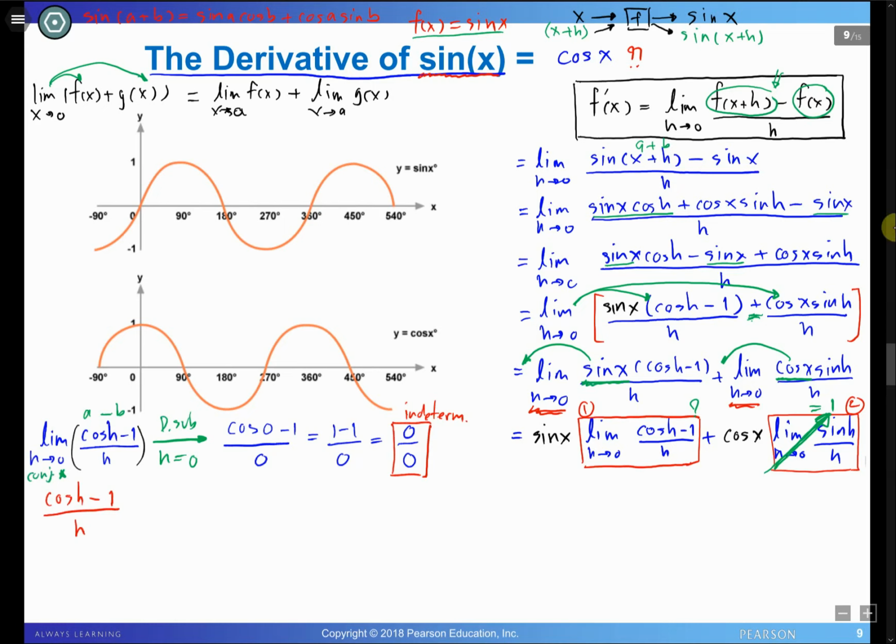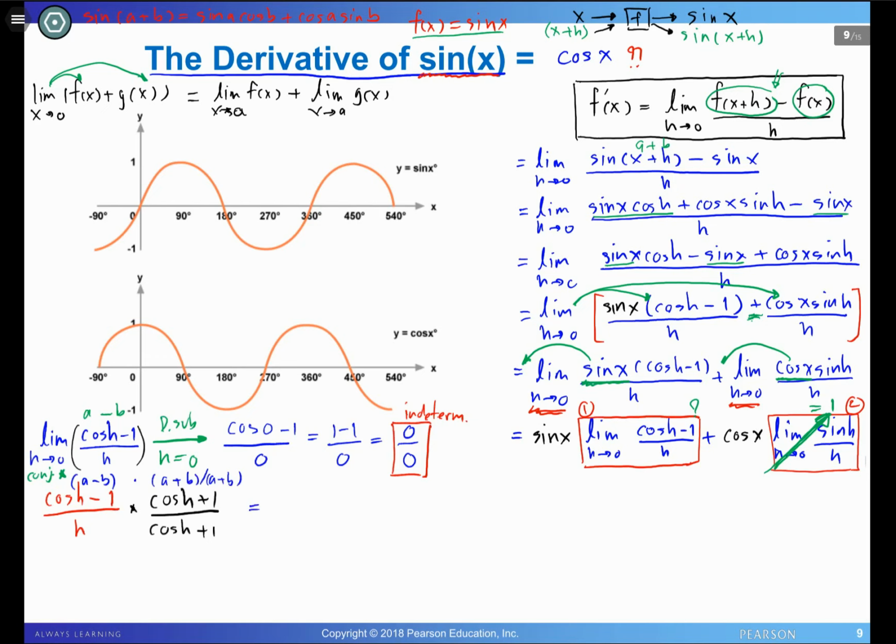So what is it going to be? I need to multiply a plus b, which is cosine of h plus 1, divided by a plus b, cosine of h plus 1. So let's make a note up here that this over here is a minus b, and over here on the right hand side is a plus b divided by a plus b. Conjugation. So let's see what's going to happen here. This is going to be equal to a minus b times a plus b. We are going to get a squared minus b squared, front square minus back square. So front square, cosine of h squared, minus back square, 1 squared, which is equal to 1.